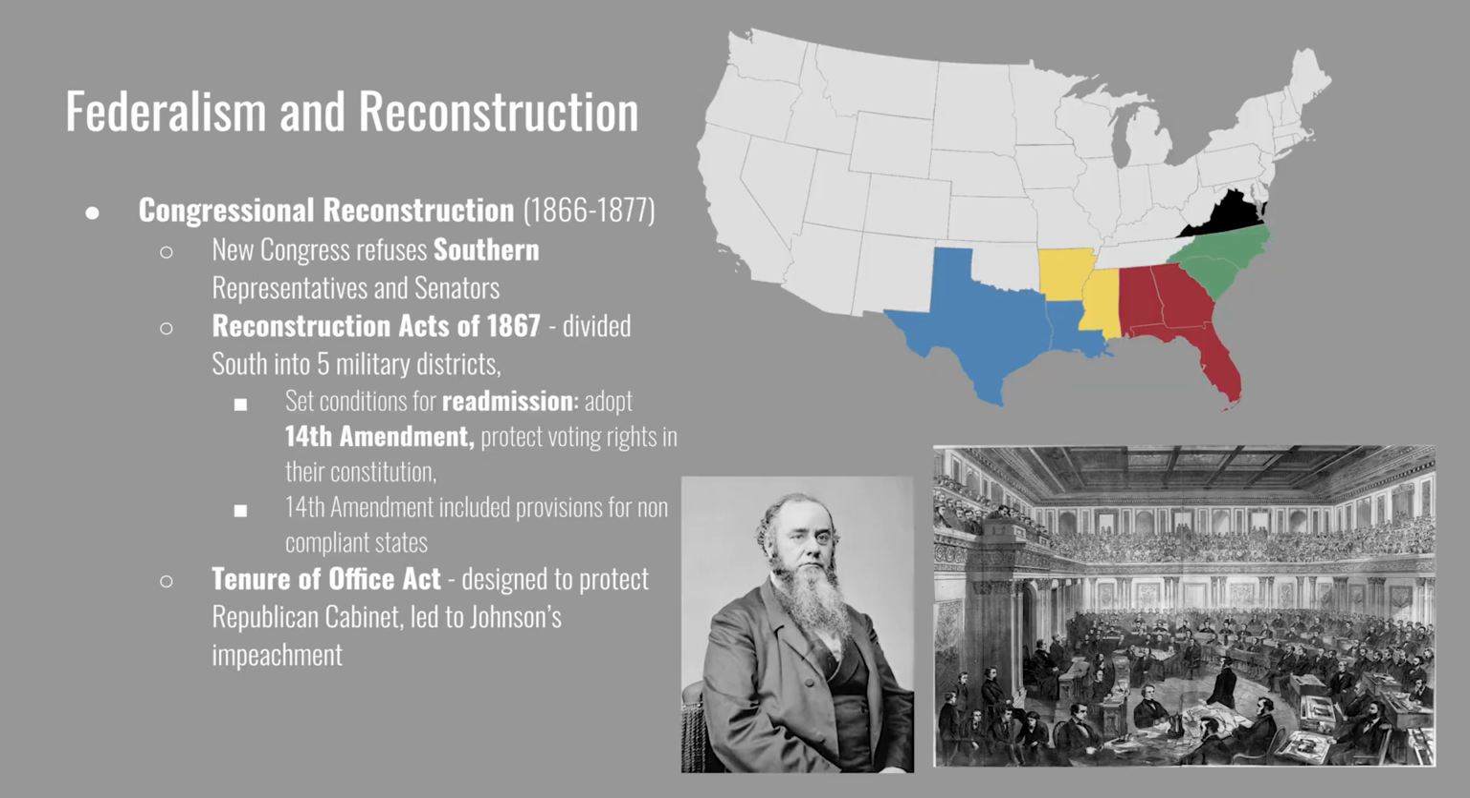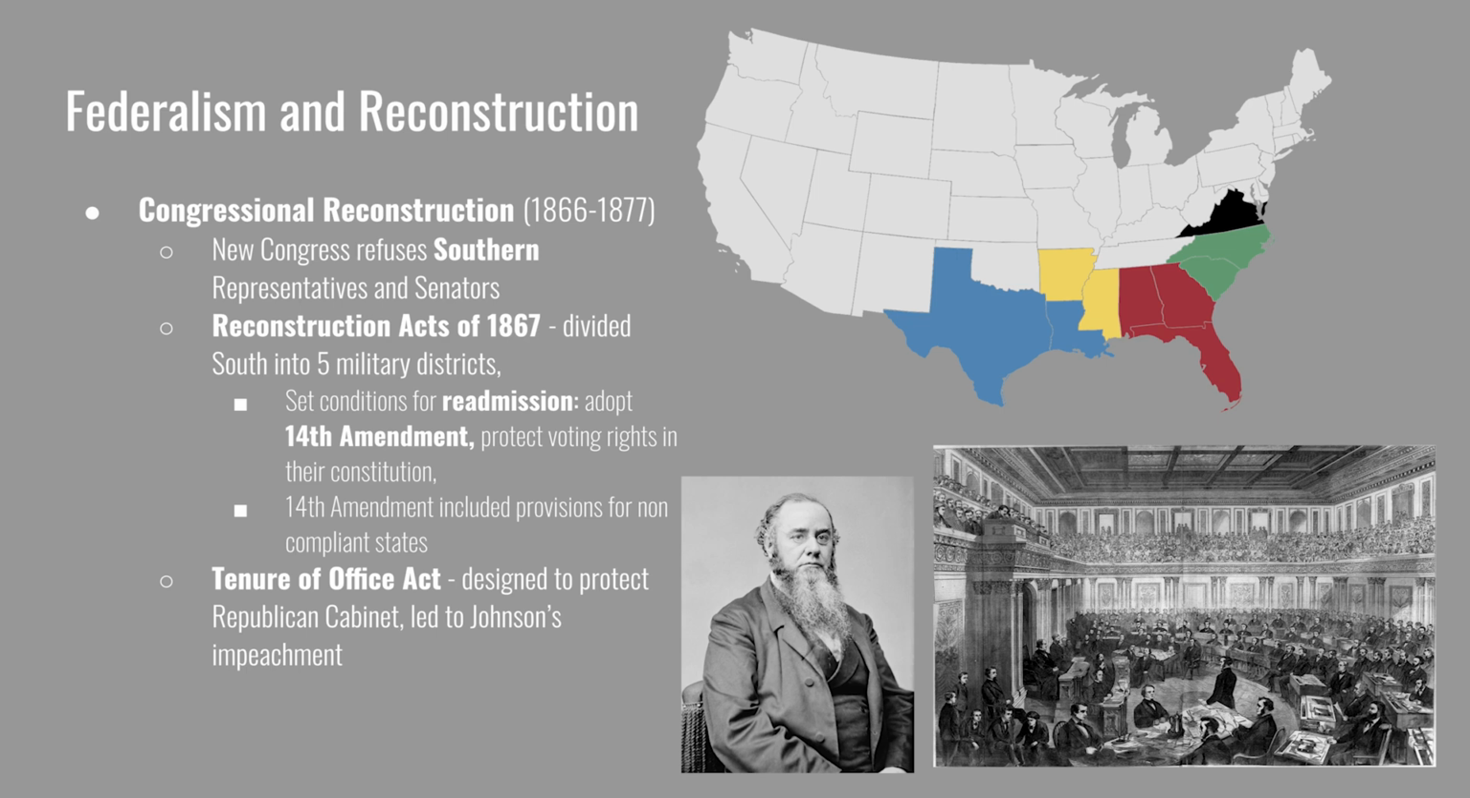Congress grew annoyed with Andrew Johnson, and so they take control over Reconstruction. In June of 1866, Republicans in Congress refused to seat the Southern representatives and senators that had been re-elected by the readmitted Southern states. These were former Confederate officials and Confederate officers who were going to take seats in the U.S. Congress. Congress then passes the Reconstruction Acts of 1867.